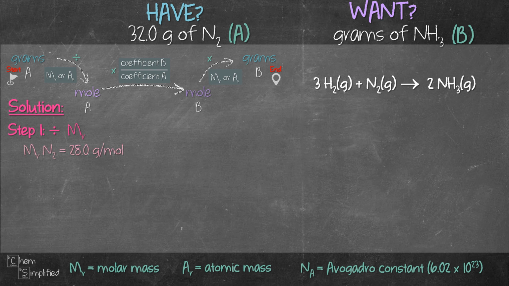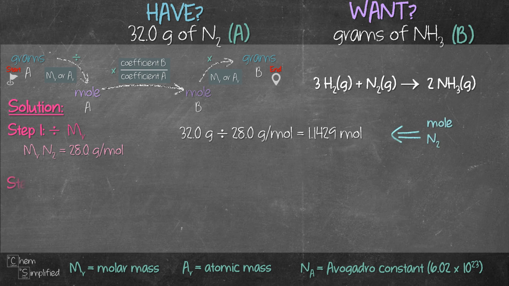If you need a refresher on calculating molar mass, I'll link the video on the top. So what we do is we take 32.0 grams, divide by the molar mass, which is 28.0 grams per mole, and that gives us 1.1429 mole. What we just calculated is mole A, which is the mole of nitrogen.